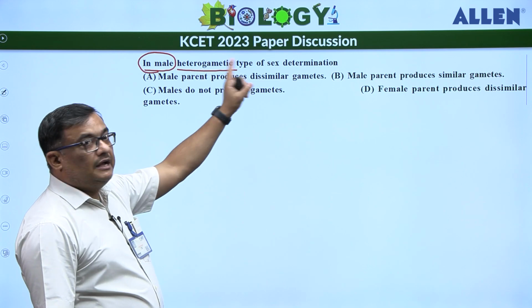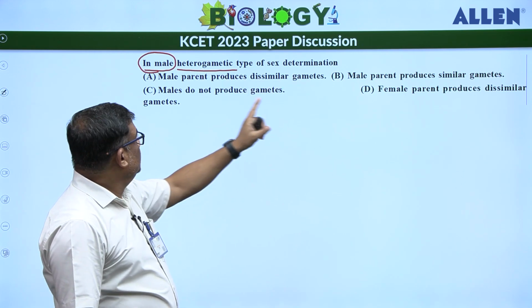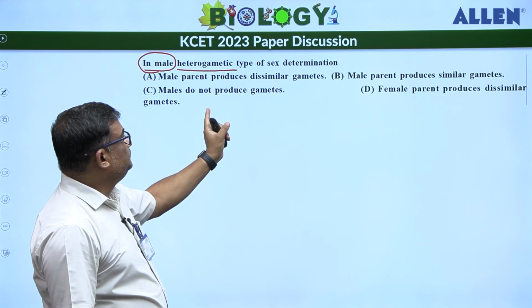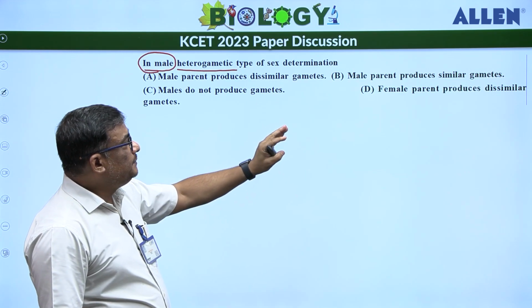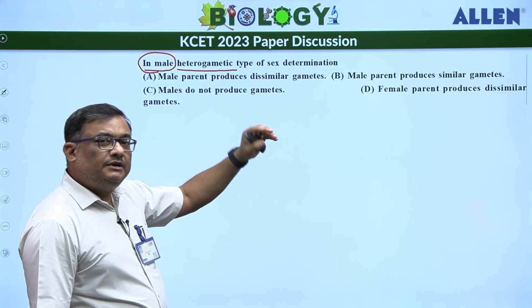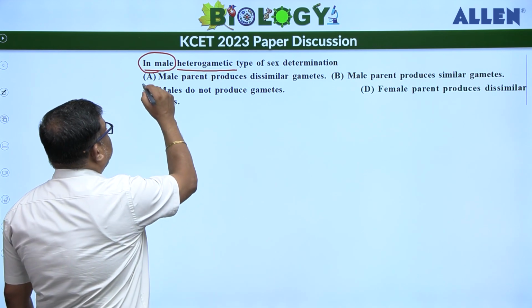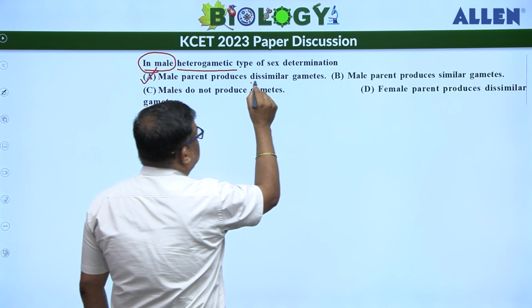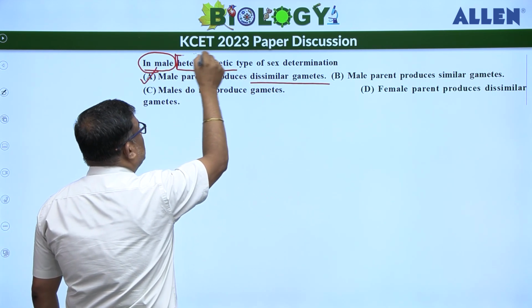Then the word should have been homogametic. Males do not produce gametes, ruled out. Female parents produce a dissimilar gamete. Dissimilar is a different concept. So male parents produce dissimilar gamete. This is going to be the answer for your heterogametic.